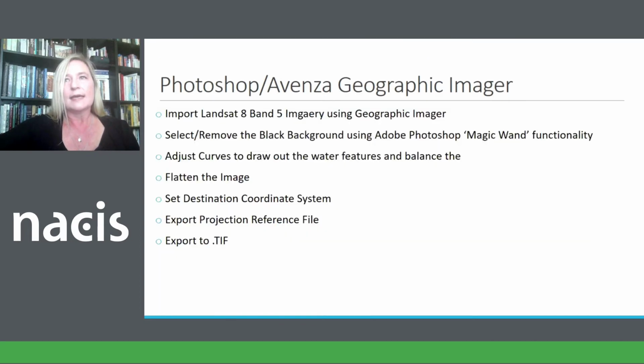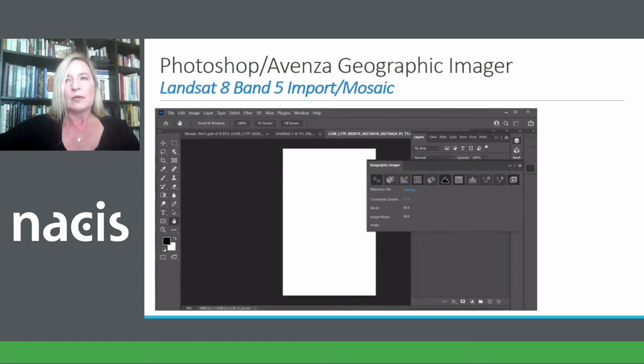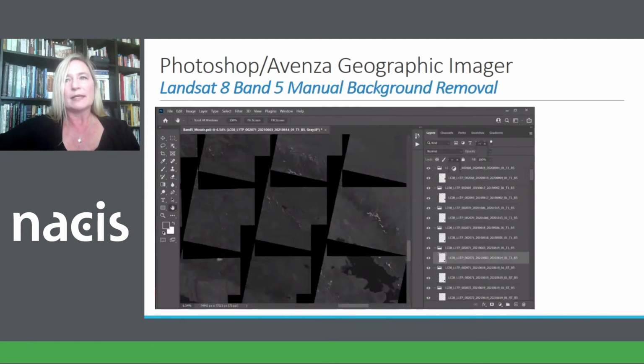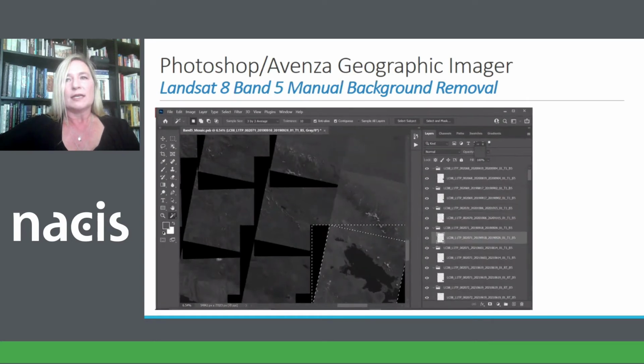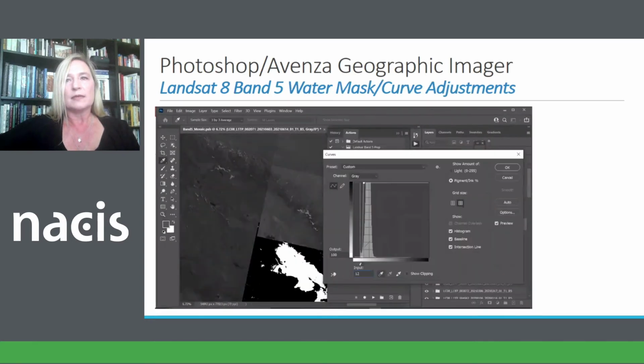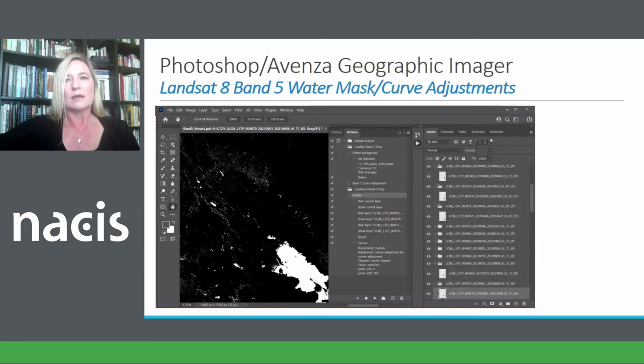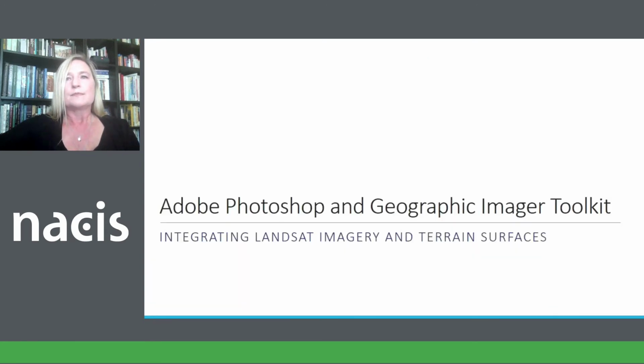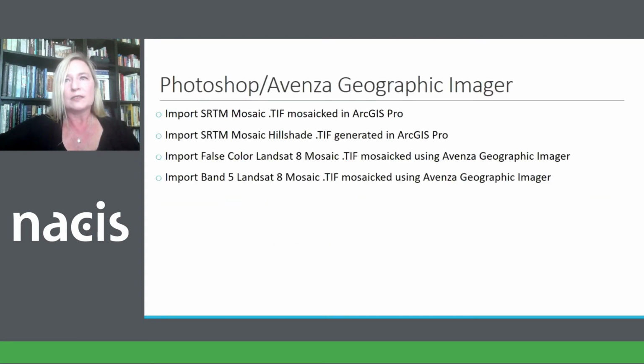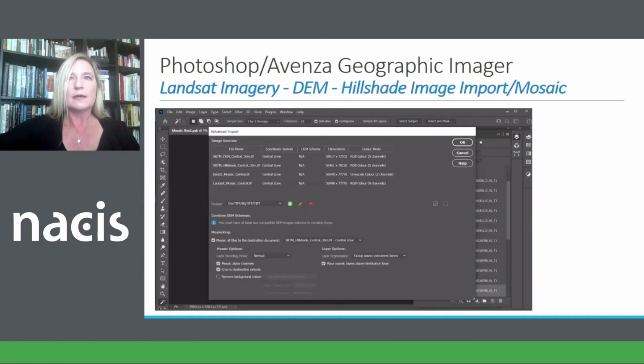So then I flattened it and started going through the same workflow with the Landsat 8 band 5 imagery. Same workflow: import, remove the black background manually, and then adjust the curves so it could be utilized as a water mask later on. Both had to be flattened and exported, and then I bring them all back into Geographic Imager. The two surfaces created in ArcGIS Pro along with these two Landsat 8 surfaces.